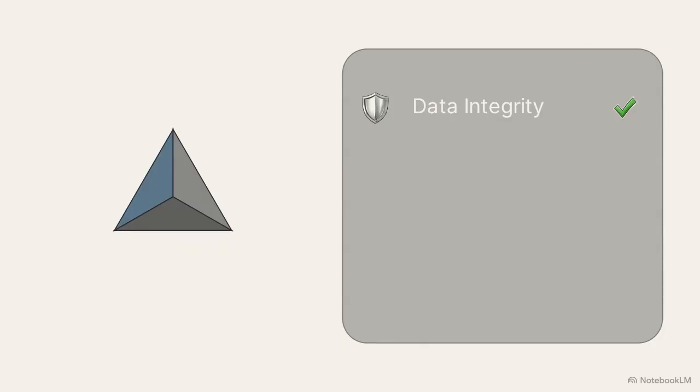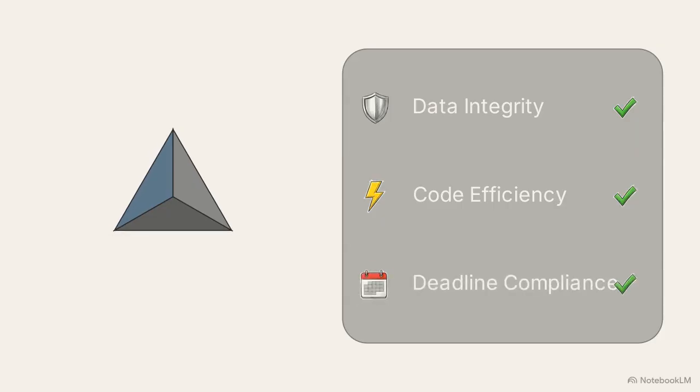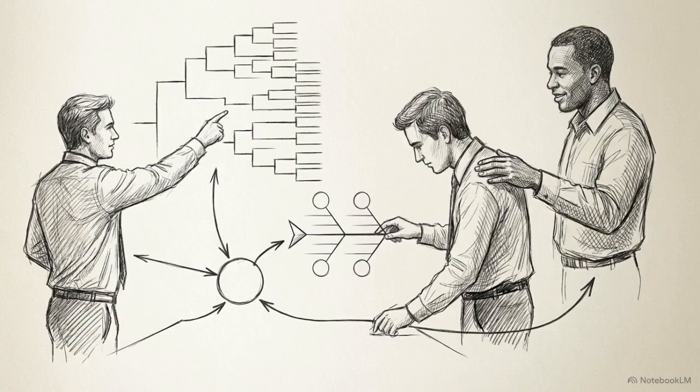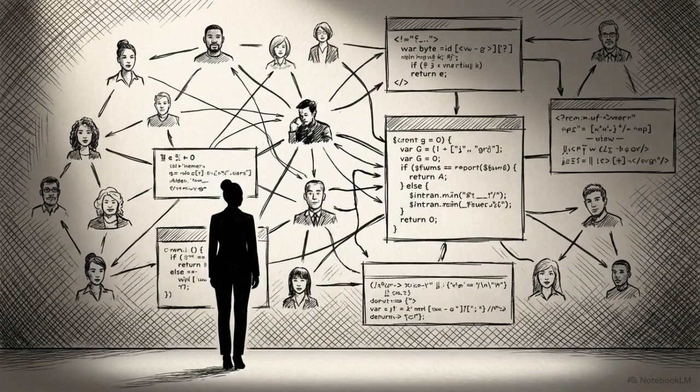Second, code efficiency, verifying optimization for large-scale data. Third, deadline compliance, meeting client-driven milestones. Technical logic, critical problem-solving, and team coaching function as a single, inseparable unit. A Level 3 analyst engineers a system where human diversity and strict code logic protect each other from failure.